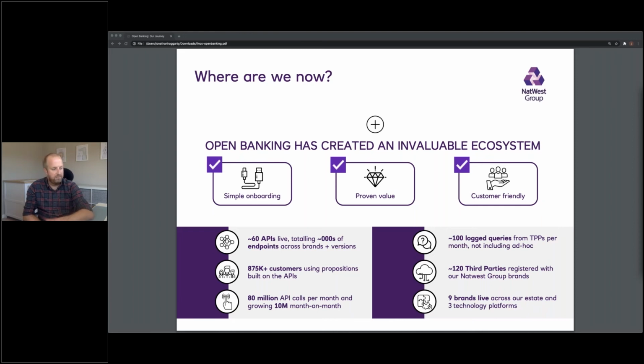versions and brands. We've had almost 1 million customers use propositions that use these APIs. That translates to about 80 million plus API hits a month. We have a great relationship with the ecosystem, and the TPPs regularly raise tickets with us to discuss problems, feature requests, you name it. About 120 third parties registered with NatWest Group as a whole, building a variety of things for our customers. And as I say, nine brands live across the estate.